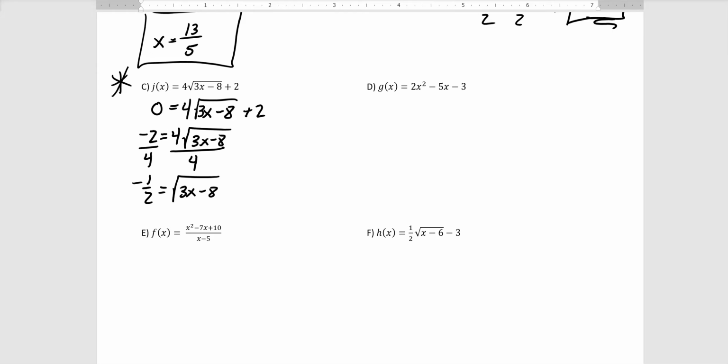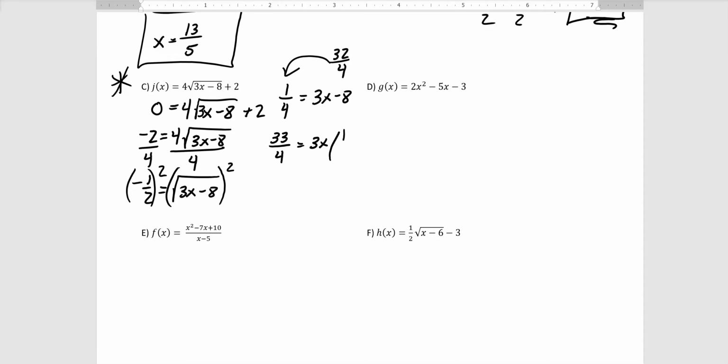Now, how do I undo a square root? I need to square both sides. When I square both sides, I will have 1/4, since negative 1/2 times negative 1/2 gives me 1/4, equals 3x minus 8. When I add 8, think of 8 over 4, so that's the same as 32 over 4. I'm adding that to the 1, so I'll have 33 over 4 equals 3x. I can divide by 3, or think of this as multiplying by 1/3, since we have this fraction. Multiply across, so I'll have 33 over 12 equals x.